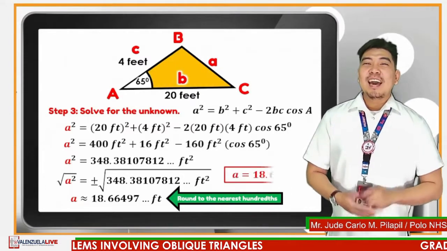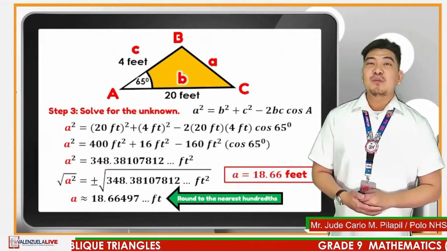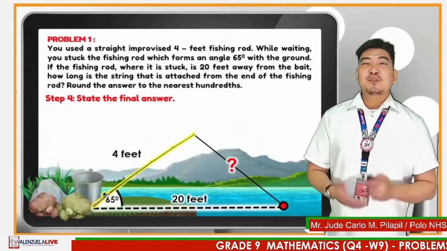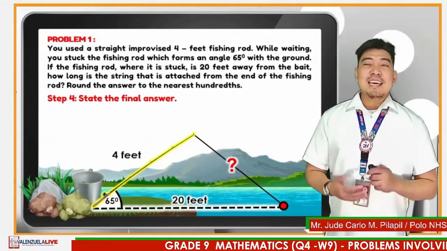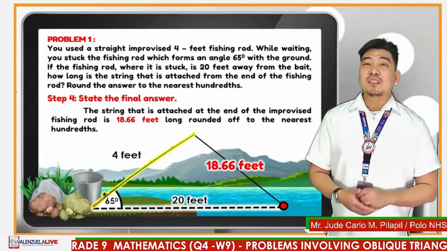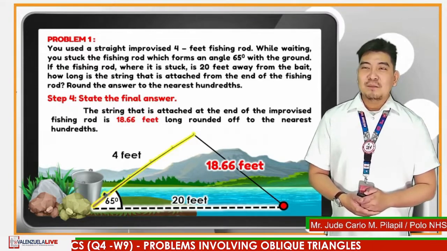That's correct. a is equal to 18.66 feet. To answer the problem, the string that is attached at the end of the fishing rod is 18.66 feet long, rounded off to the nearest hundredths.